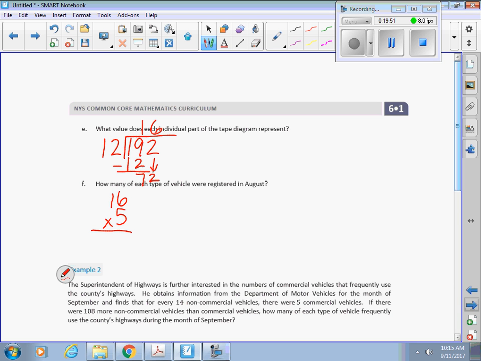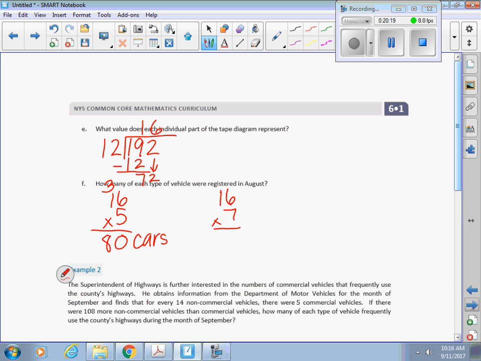Everybody, 5 times 6. 30. All right, 5 times 1 is 5 plus 3 is 8. Very good. So 80 what? 80 cars. Very good. Let's figure out how many pickup trucks. So what will I do to find the number of pickup trucks? Katie? 16 times 7. Very good.